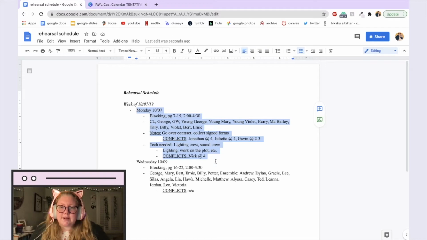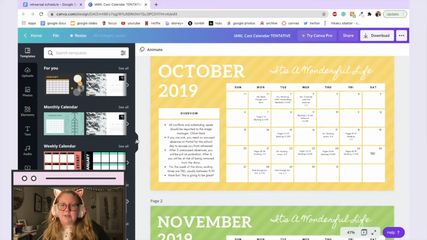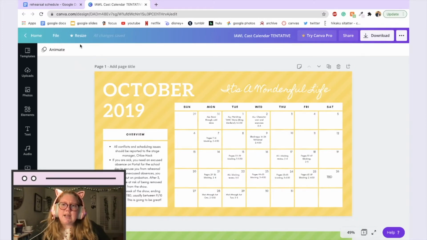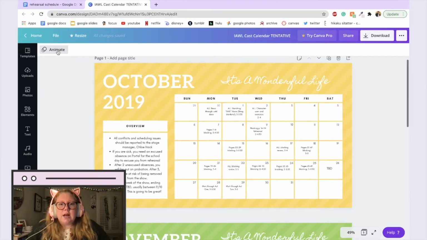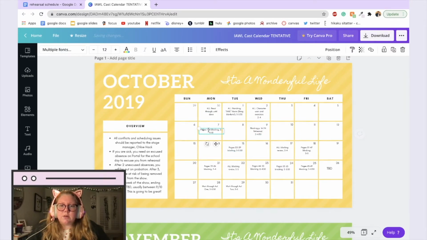I basically put a simplified version of this information into a calendar that I would send out to the cast and crew. So here is an example of the calendar. I use Canva to make all my calendars because you can make them pretty and include lots of information on them. So here would be that week that we were referencing. Again, I don't include as much detailed information on here as I do on my personal schedule. So on here I would just include what we're doing and what we're going over.